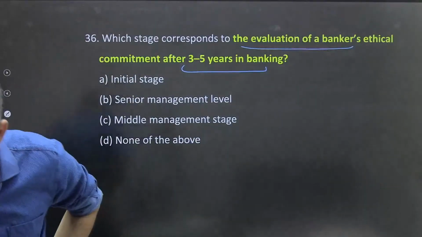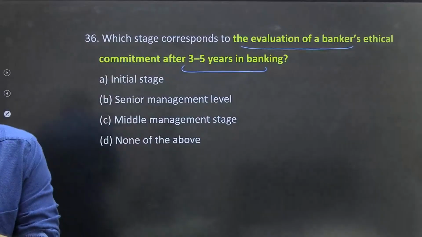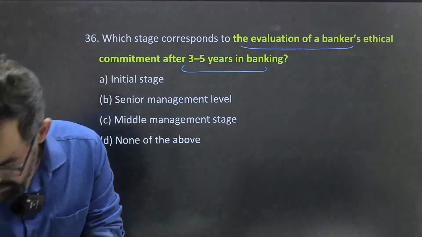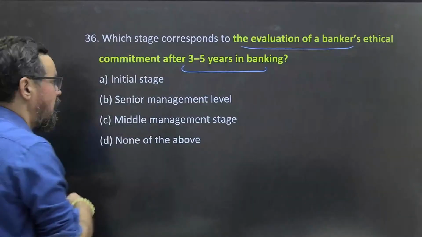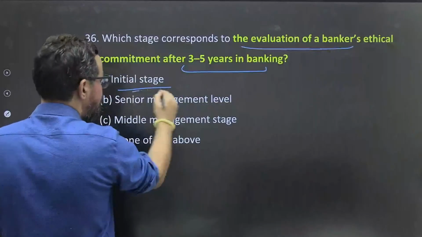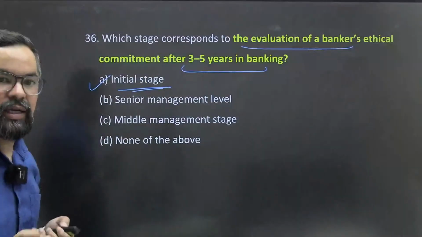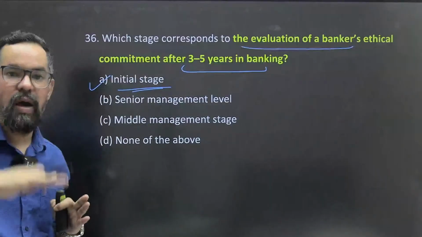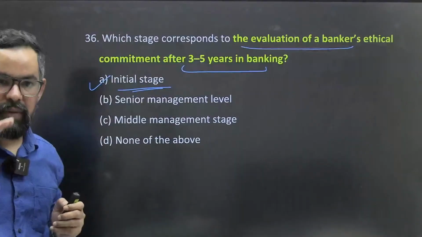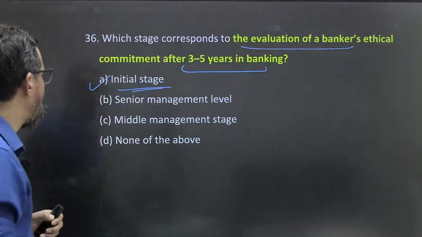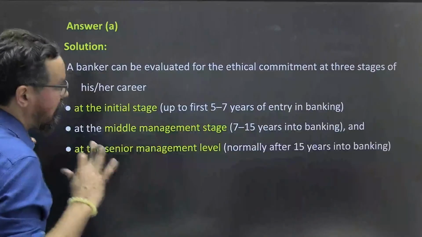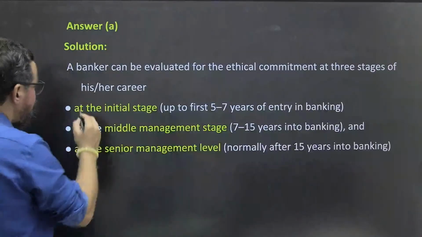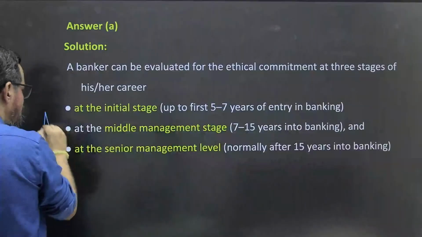Anyone who wants to answer this particular question, guys? Kamlesh sir is saying option A will be the right answer. This comes under the initial stage. Up to 7 years is initial, then 7 to 15 years is mid and then senior management. So option A should be the right answer for this one. A banker can be evaluated for ethical commitments at 3 stages. So please do remember this one. These can be asked of you.